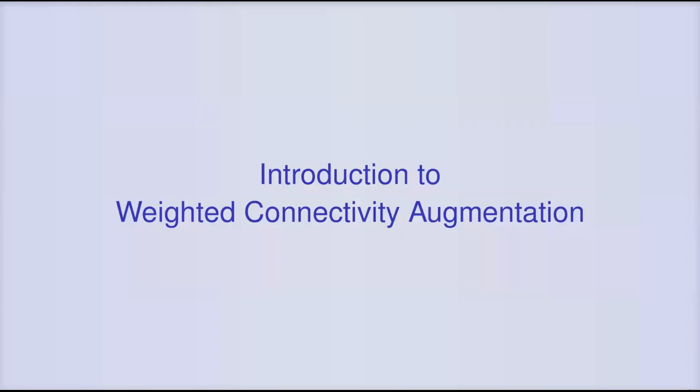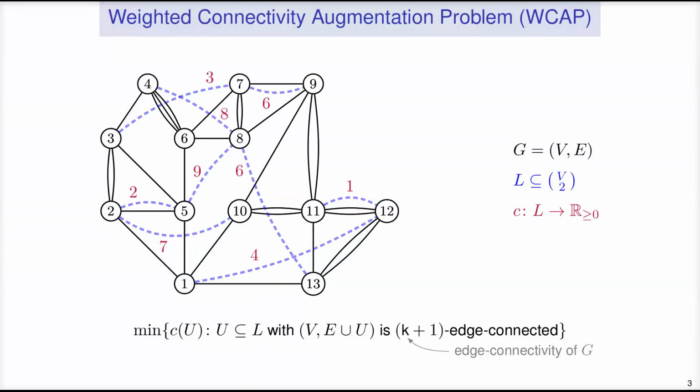The weighted connectivity augmentation problem is a very basic network design problem where you're given an undirected graph, which is shown here in black, together with candidate edges shown as dashed blue lines. I will call them links just to distinguish them from the edges. Those links have non-negative costs. And your task is to add a cheapest set of links to your graph to augment its edge connectivity by at least one unit. So let's look at this example.